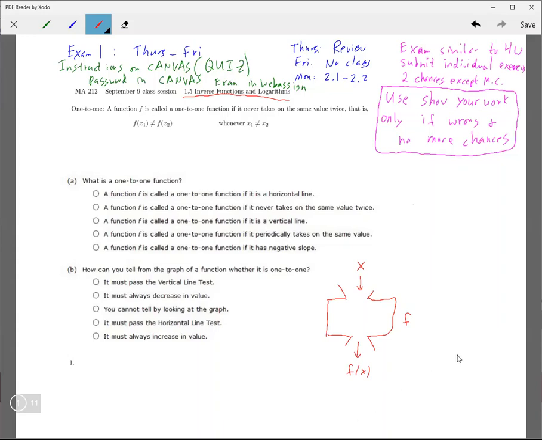Now, an inverse function would mean that you restore the original. If you take that value that came out and you put it into the inverse function, you get back the original. A lot of times, this can't be done.